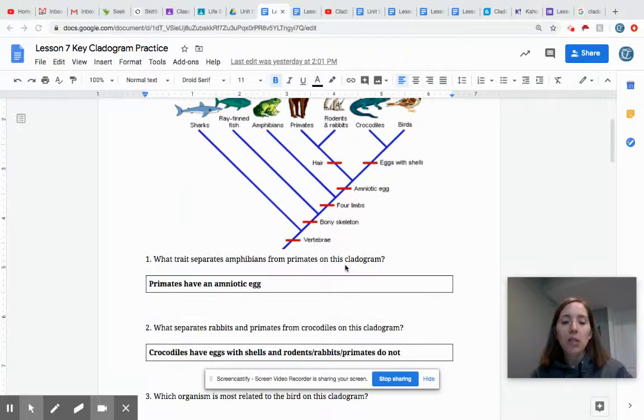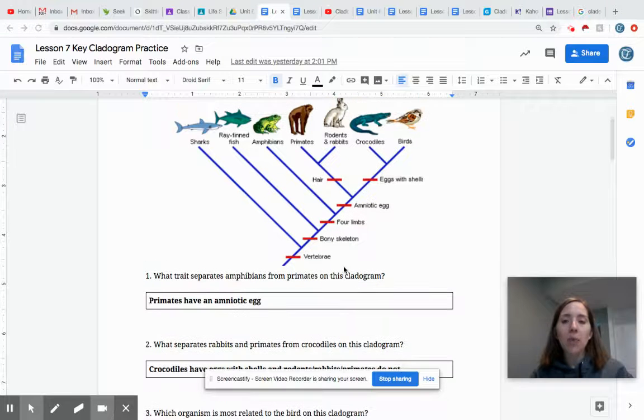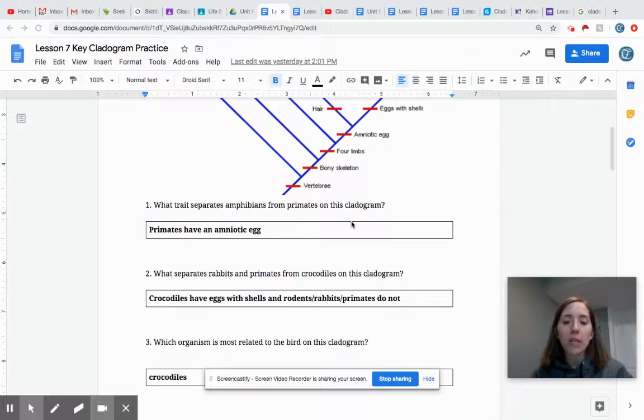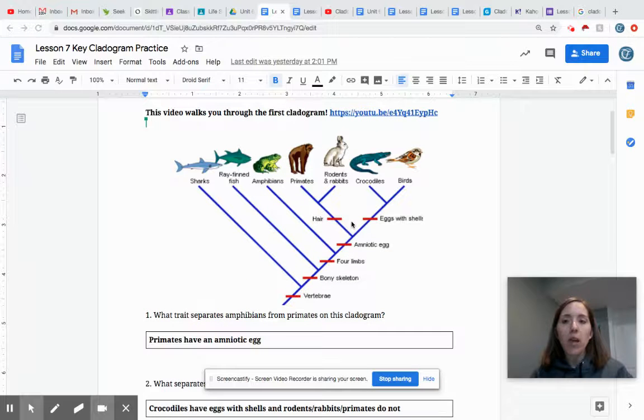What separates rabbits and primates from crocodiles on this cladogram? Because of this term, eggs with shells, what is to the left of it is rabbits and rodents and primates, and then crocodiles and birds are to the right. These organisms have eggs with shells, these ones do not. Which organism is most related to the bird on this cladogram? When we see organisms that are closer together on the cladogram, that is evidence that they are more closely related in terms of evolution. So since these two organisms are most closely placed on the cladogram, they are the closest in terms of being related.